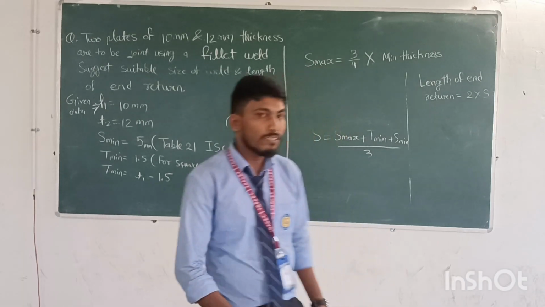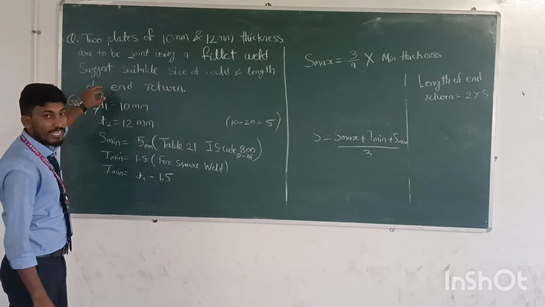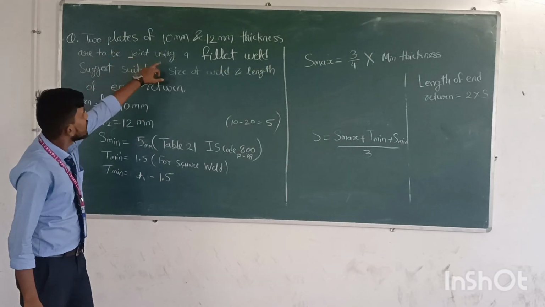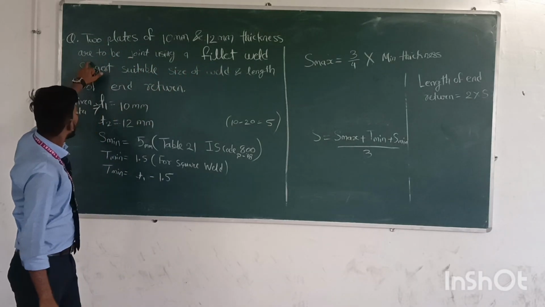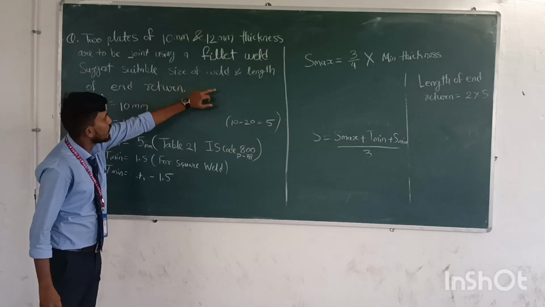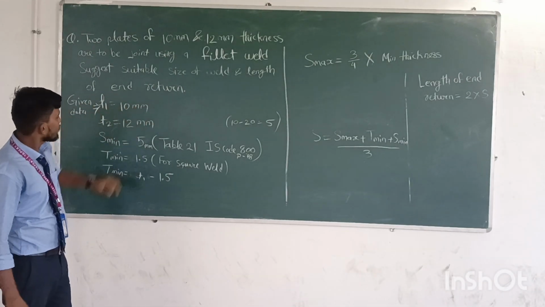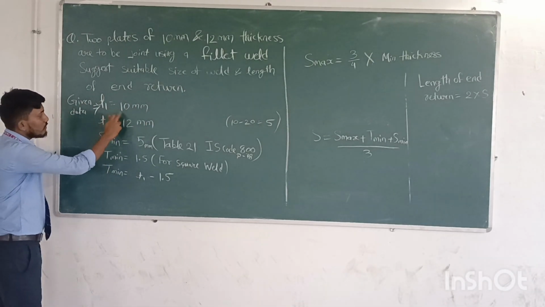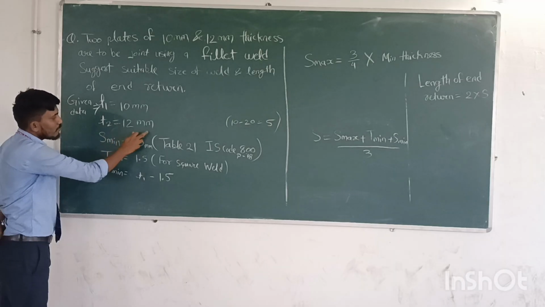So today I will solve this numerical of welded connection. Two plates of 10 mm and 12 mm thickness are to be joined using the fillet weld. Suggest the suitable size of weld and length of end return. So given data, thickness 1 is equal to 10 mm and thickness 2 is equal to 12 mm.